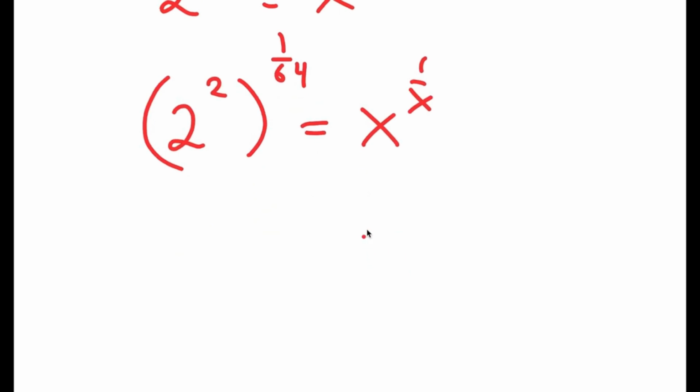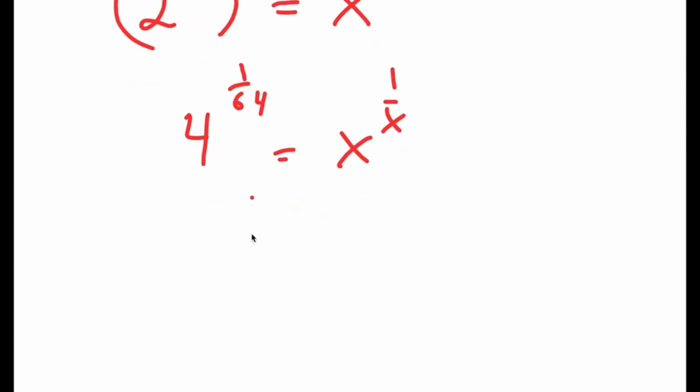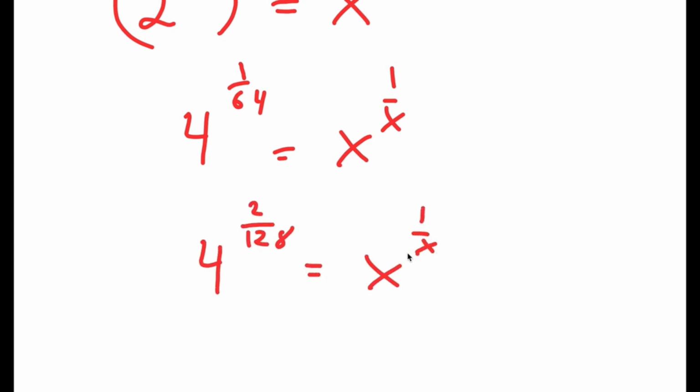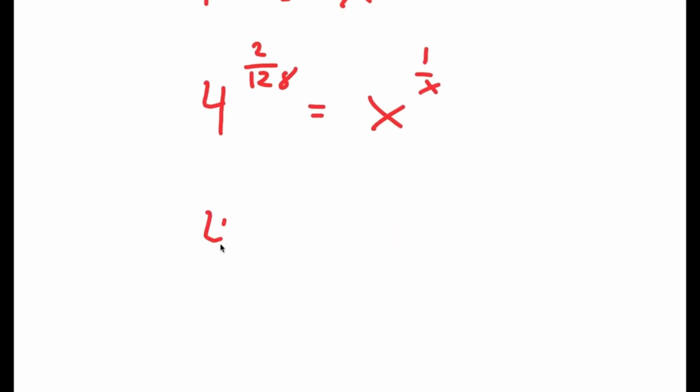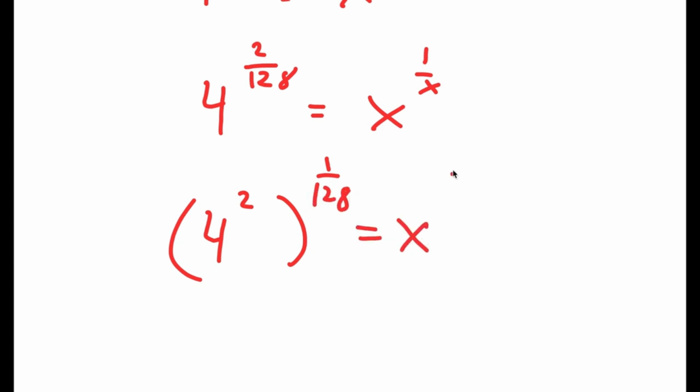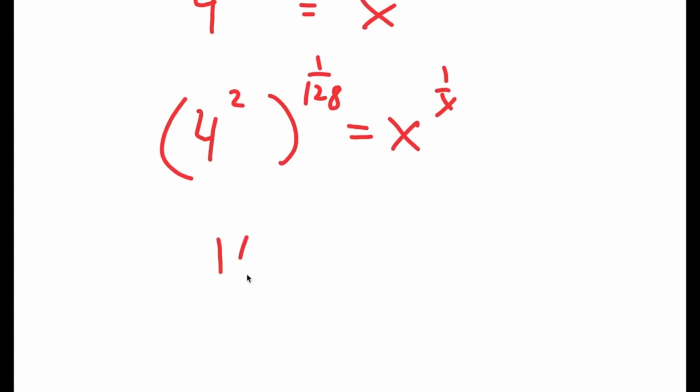And 2 squared is equal to 4, so I get 4 to the power of 1 over 64 is equal to x to the power of 1 over x. And 4 to the power of 1 over 64 is the same thing as 4 to the power of 2 over 128. And I can again move this 2 to the front, so I get 4 squared to the power of 1 over 128 is equal to x to the power of 1 over x. So I get 16 to the power of 1 over 128 is equal to x to the power of 1 over x.